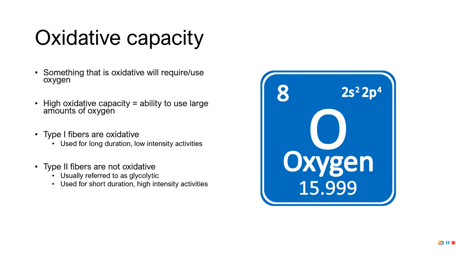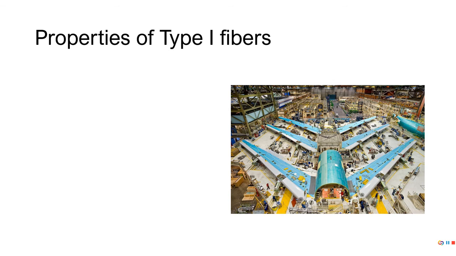Type 2 fibers are not oxidative. We call them glycolytic. Okay, they don't have the ability to use oxygen, therefore they don't require a lot of oxygen. But they can do different things compared to these oxidative or slow twitch fibers. Okay, they can produce a lot of power. They're very quick, but they also tire out very easily. And so there's more to come on that later. And we're just going to focus for this next slide on type 1 fibers.